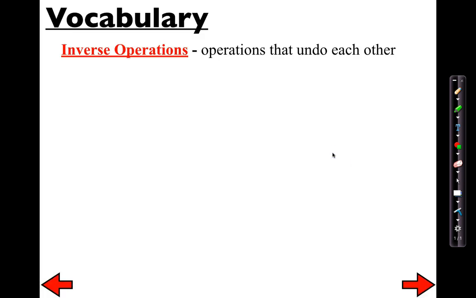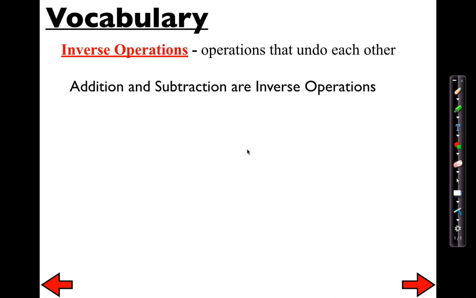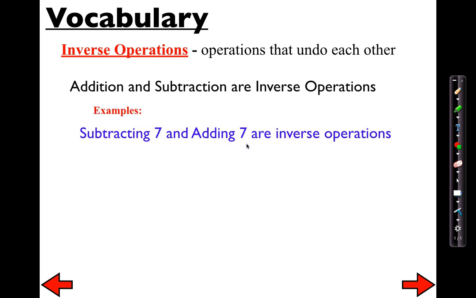Okay, so we're going to go over some vocabulary. First is inverse operations. It's basically operations that undo one another. So examples might be subtraction and addition are inverse operations. So subtracting 7, adding 7 are inverse operations because they undo each other. What else? A positive 9 and a negative 9 are inverses because, again, they undo each other.